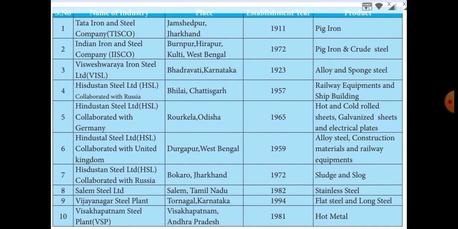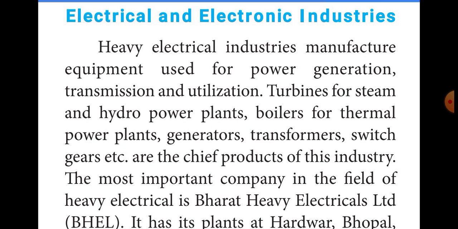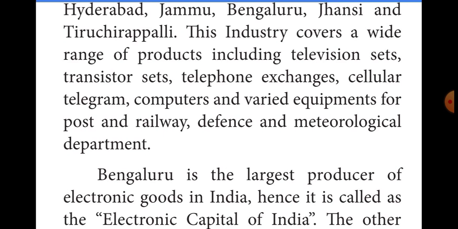Next, we learned about the important industries, where they are located, in which year they were established, and what things they produce. The next important mineral-based industry is the electrical and electronic industries. That means some electrical and electronic items are produced. The main industry is Bharat Heavy Electricals Limited, BHEL. Bangalore is the largest producer of electronic goods in India, so Bangalore is called the electronic capital of India. Already I told you, it is one of the important questions.